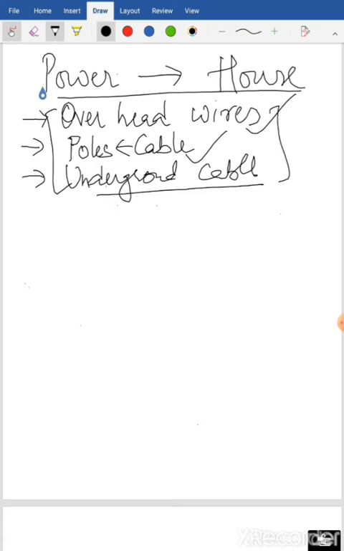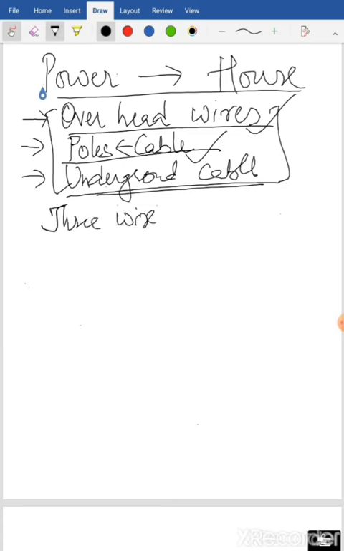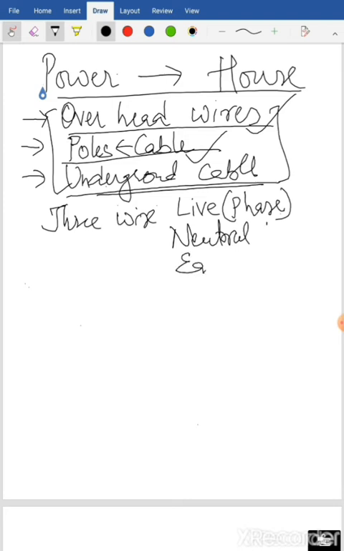All right, so these overhead wires, pole wires, or underground cables, they usually have three wires. These three wires are the live wire, also called the phase wire, and then the neutral wire. Then you have the earth wire. Live wire is denoted by capital letter L. Neutral wire is denoted by capital letter N. Earth wire is denoted by capital letter E.